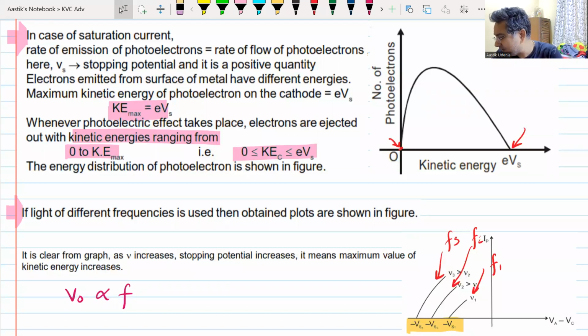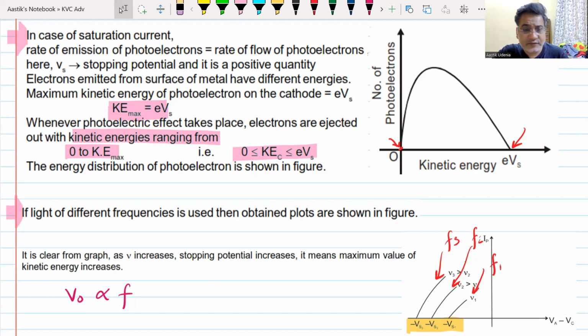Well, then we have seen the graph of photoelectric current with voltage. We have seen also what happens when you increase the intensity at the same frequency. We have also seen what happens when you change the frequency. The stopping potential depends on the frequency. Are these points clear to everyone in the class? Yes.